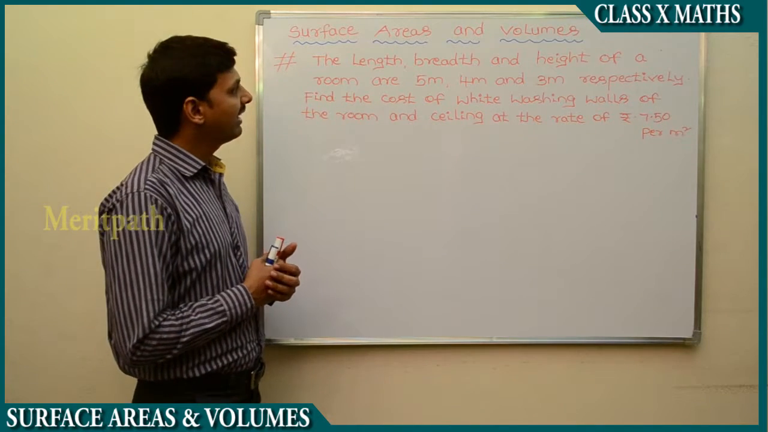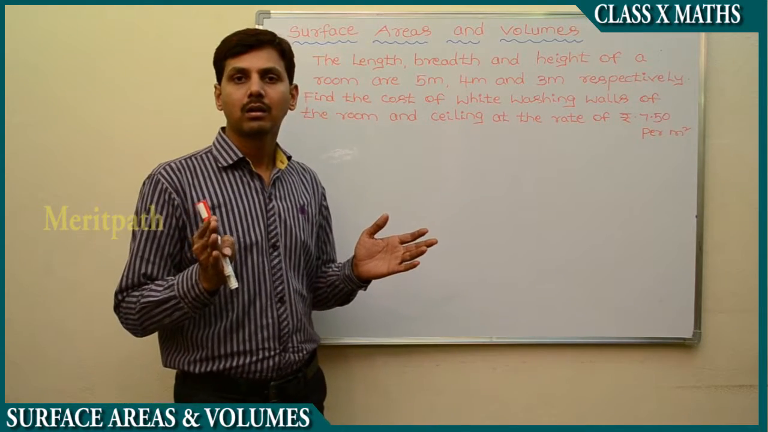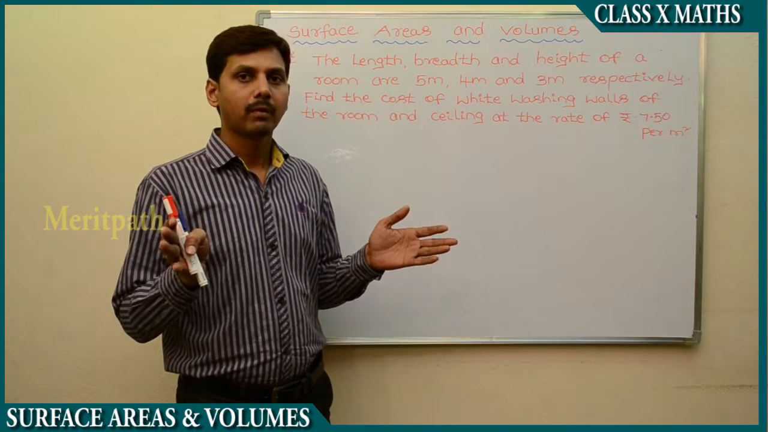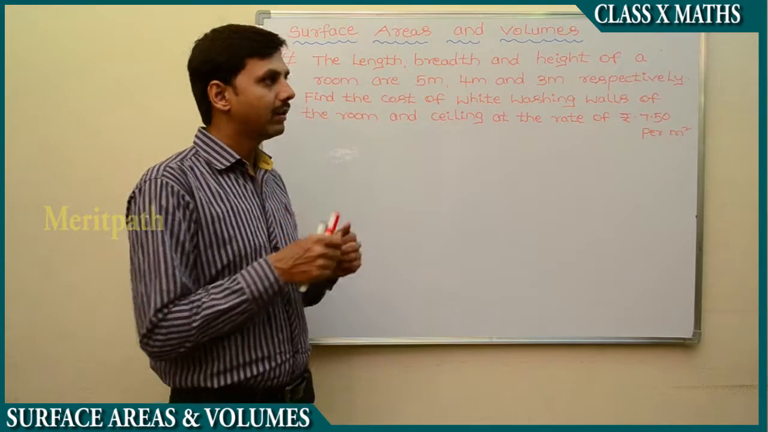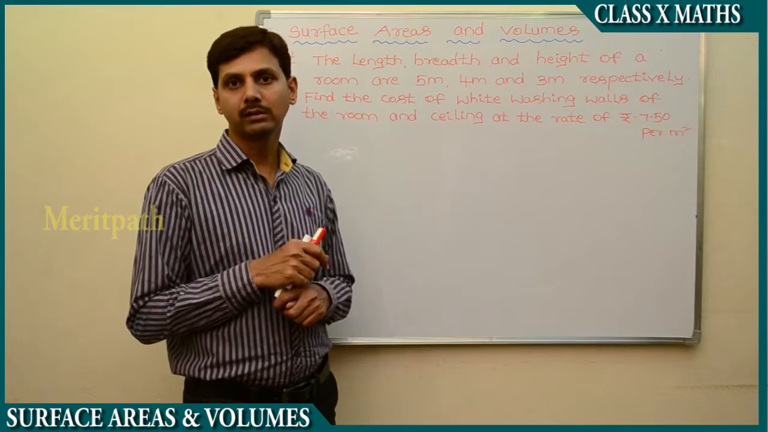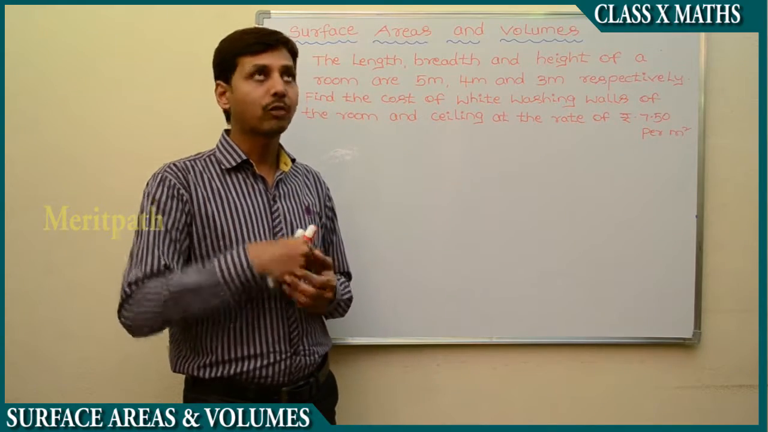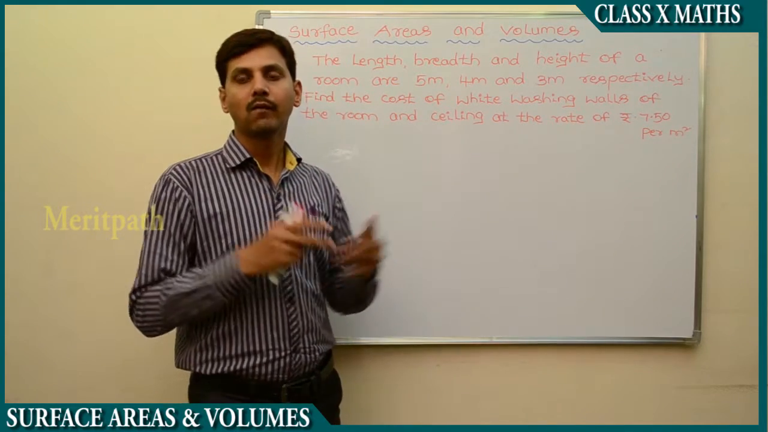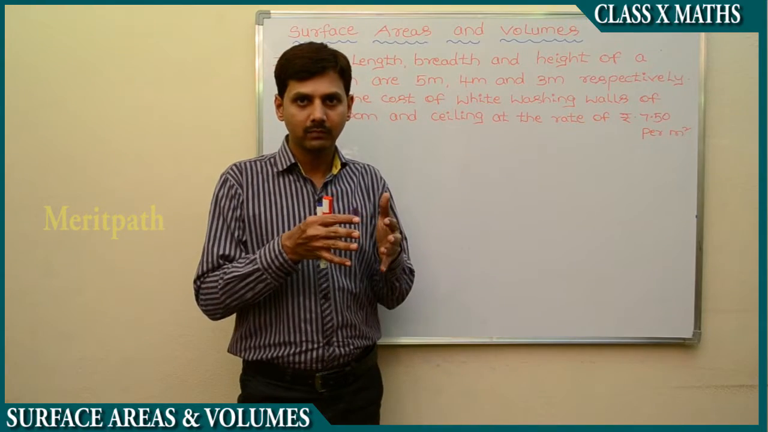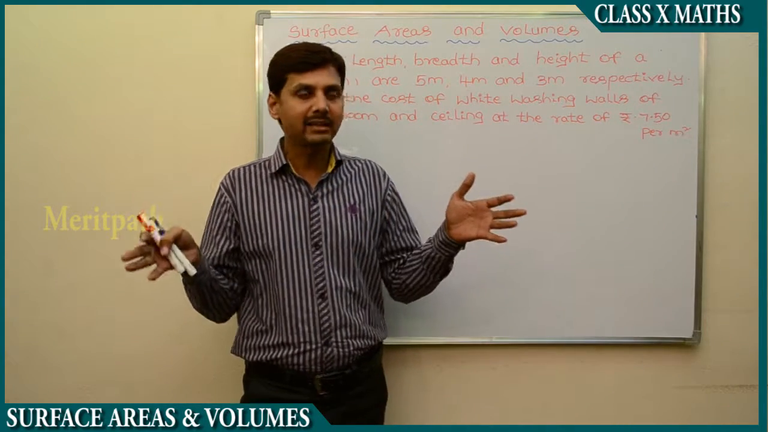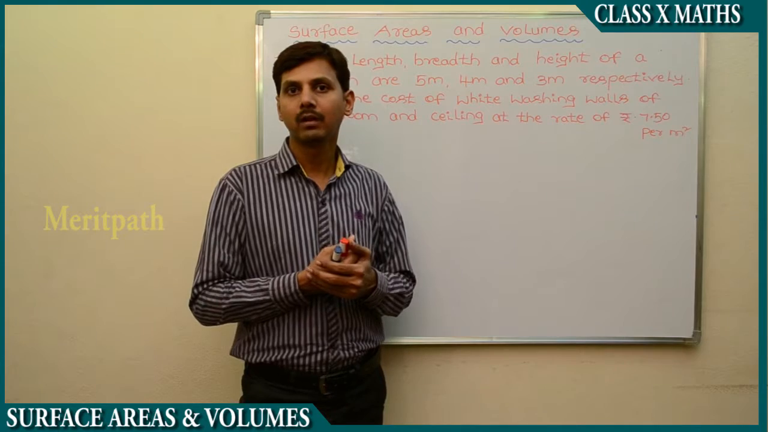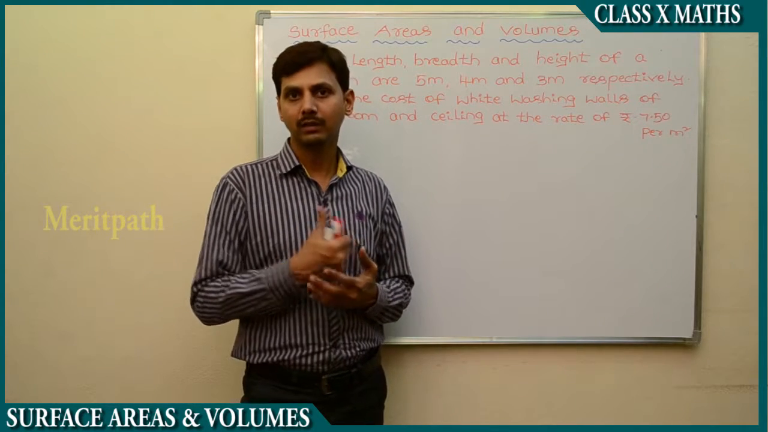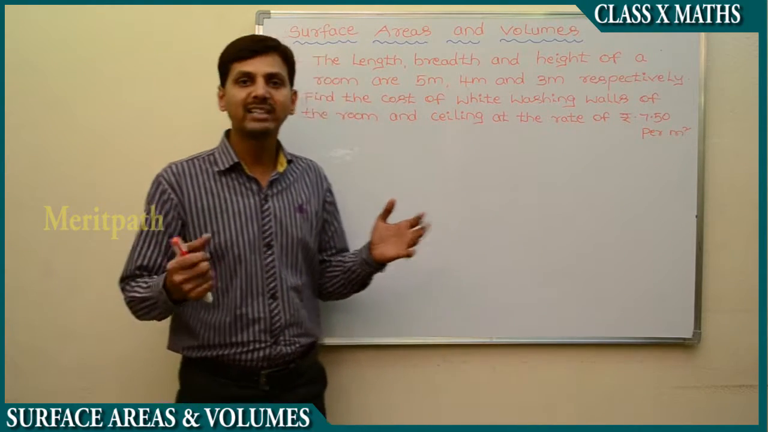So we need to find out the area of the 4 walls because we are going to paint the walls on 4 sides along with the ceiling. So we need to take 4 sides. The area of the 4 walls, as we discussed the formula in the previous class, is 2h into (L plus B).